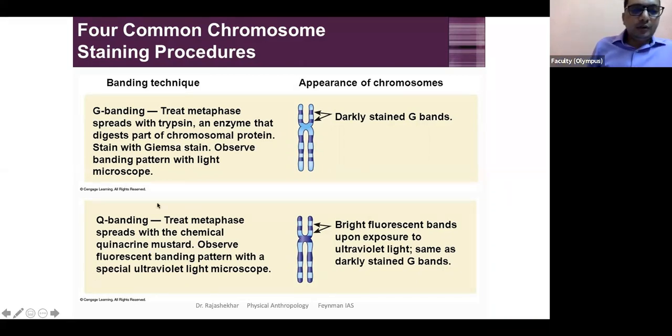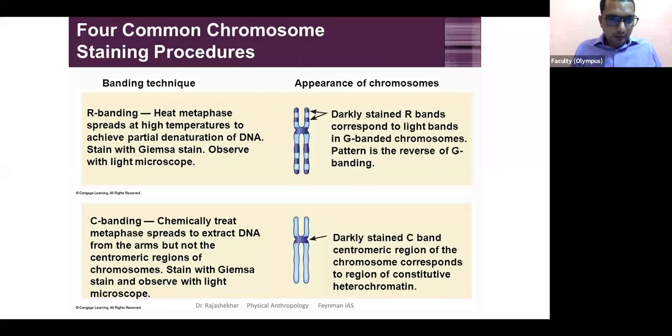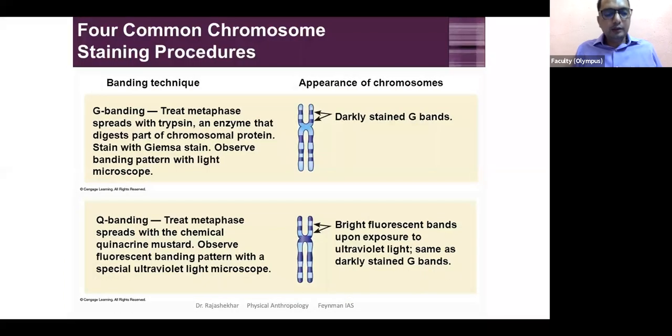So next we'll talk about Q banding. Q is a specific type of fluorescent dye. Q is a name of a dye called quinacridone. I don't think you need to specify the name or know the name specifically here. Q banding, quinacridone band it is called. So what happens here? A specific type of fluorescent dye is added. So it's called quinacridone mustard.